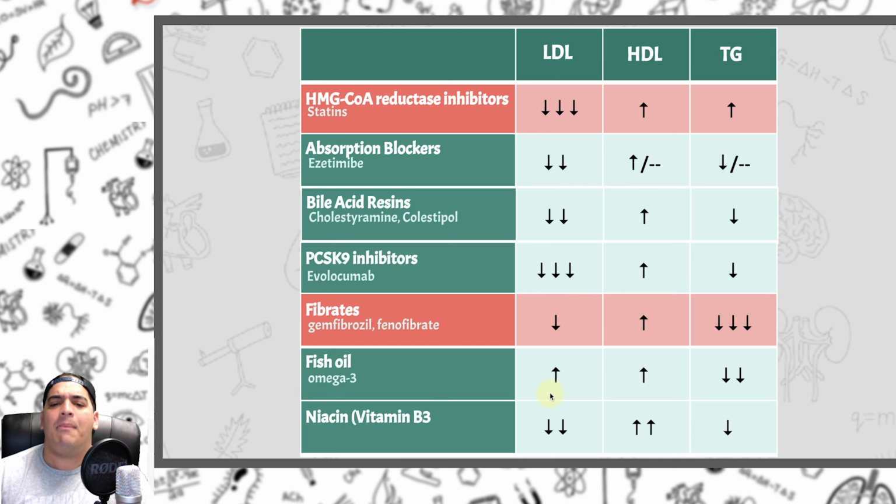The ones that are primarily going to try to drop your triglycerides are going to be your fibrates, your fish oil, and your niacins. The first line is statins. I hope that made sense. All right, let's get back to the whiteboard.